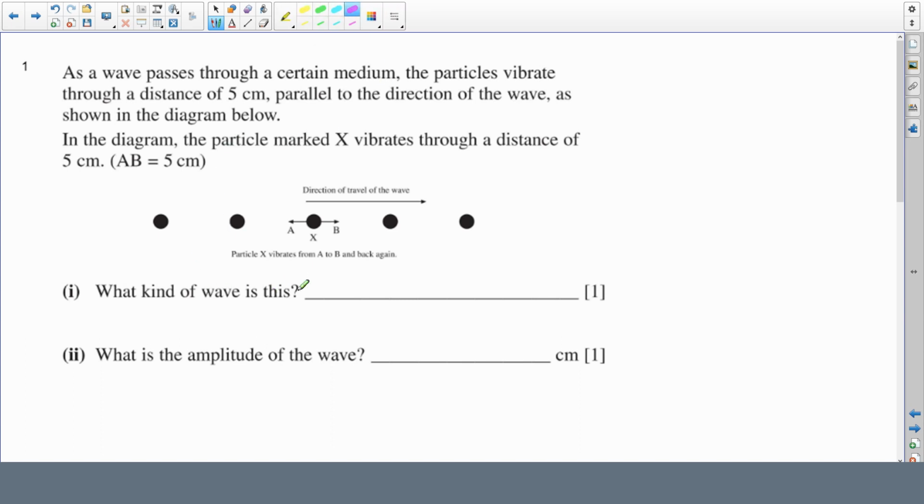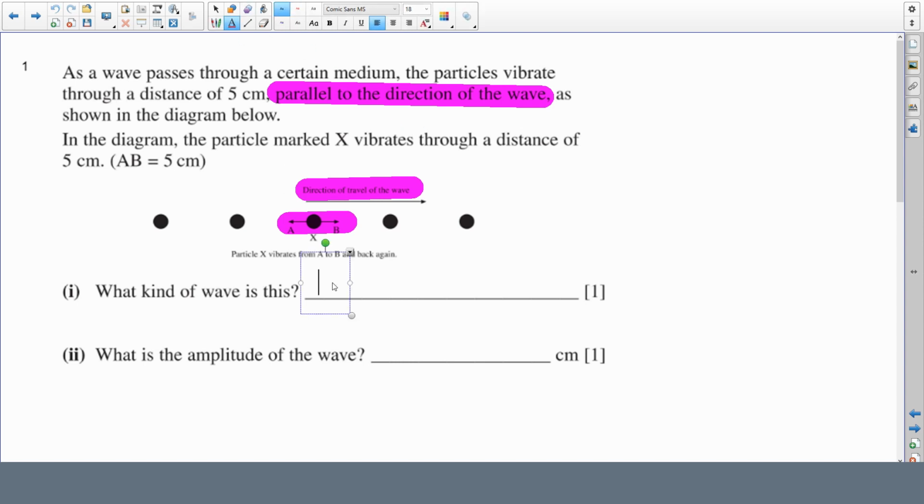So what kind of wave is this? From the diagram we've got the direction of travel of the wave, and the motion of the particle, and from the description we've also got parallel to the direction of the wave. If we've done our notes well, we should know that this is therefore a longitudinal wave, because the direction of the disturbance that's creating the wave, the backwards and forwards motion, is parallel to the direction of travel of the wave.